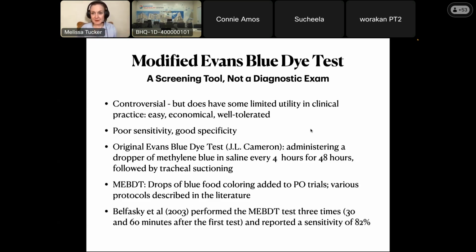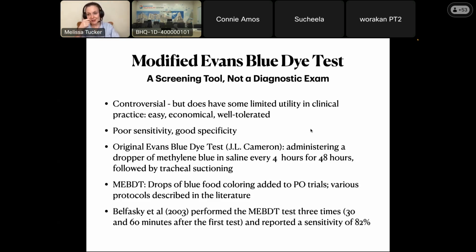So I'll talk about what this is. The original Evans Blue Dye test, as described by a Dr. Cameron in the literature back in the 60s, involved administering a dropper of methylene blue, which is used as a drug. I think it's an antidote to poisoning. I'm not sure what else it does, but it's a bright blue dye. And Cameron advocated putting it in saline and putting it in a dropper on the tongue every 4 hours for 48 hours.